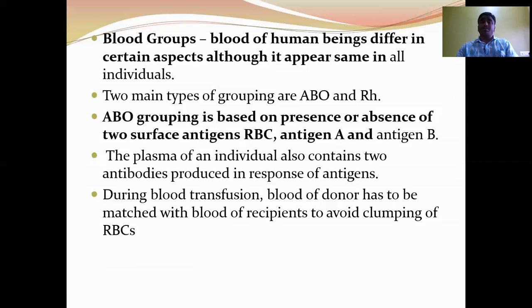The ABO blood grouping system was discovered by Karl Landsteiner, and the RH blood group was discovered by two scientists, Karl Landsteiner and Wiener. ABO grouping is based on the presence or absence of two surface antigens on RBC, antigen A and antigen B. The plasma of an individual also contains two antibodies produced in response to antigens. During blood transfusion, the blood of a donor has to be matched with the blood of the recipient to avoid the clumping of blood.